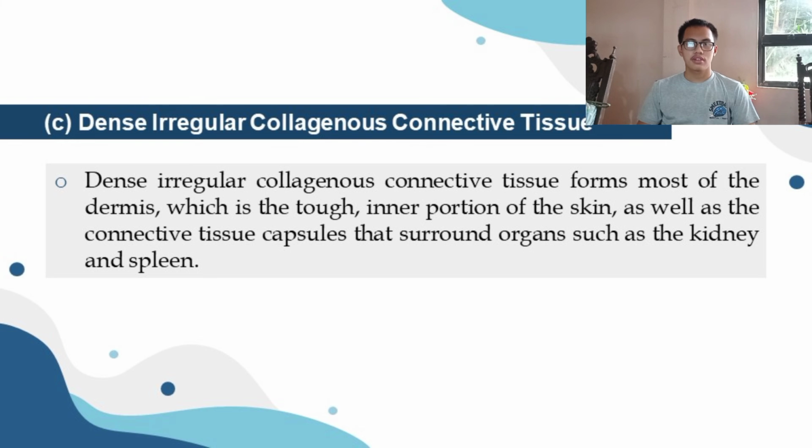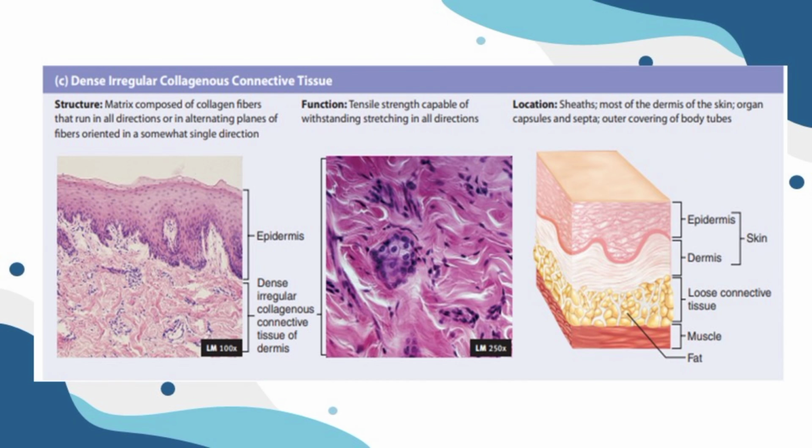The third dense connective tissue is the dense irregular collagenous connective tissue. This tissue forms most of the dermis, which is the tough inner portion of the skin, as well as the connective tissue capsules that surround organs such as the kidney and spleen. Here's an image of a dense irregular collagenous connective tissue.